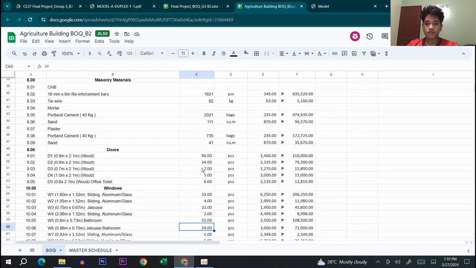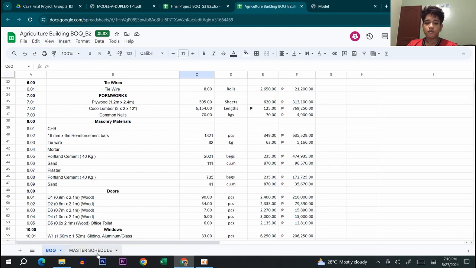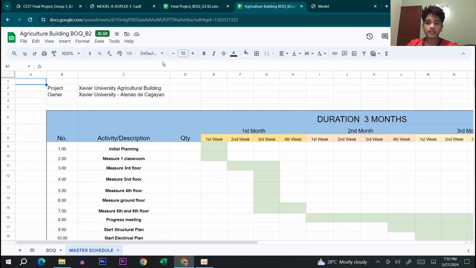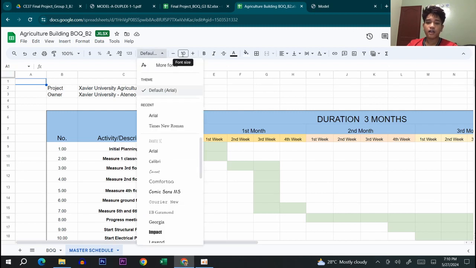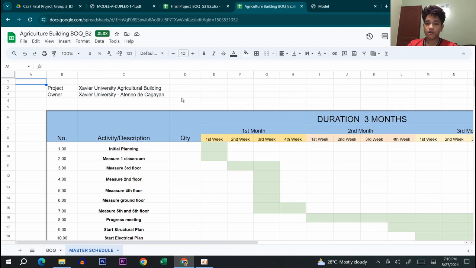So that would be for the doors and windows. And moving on to the master schedule. Since this is a very old building, we really don't have access to how this building was made. So even if we ask for plans, maybe it's not available for viewing, or there's simply no copy retrieved. So what we did was make a master schedule for the duration that we did this project.